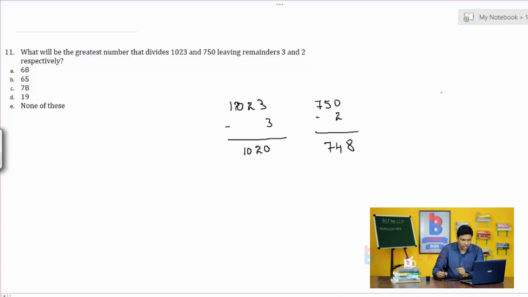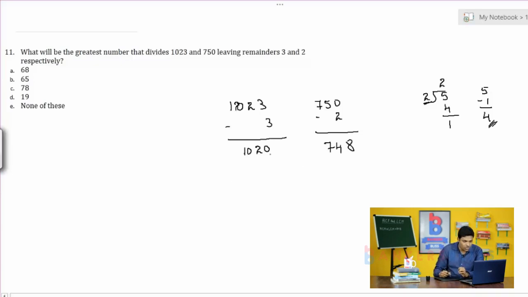For example, you take 5. When you divide 5 by 2, 2 2s are 4, the remainder is 1. So, if you subtract this remainder from 5, you will get 4. Means this 4 is exactly divisible by 2. This is the concept. The same procedure we are applying for these two numbers.